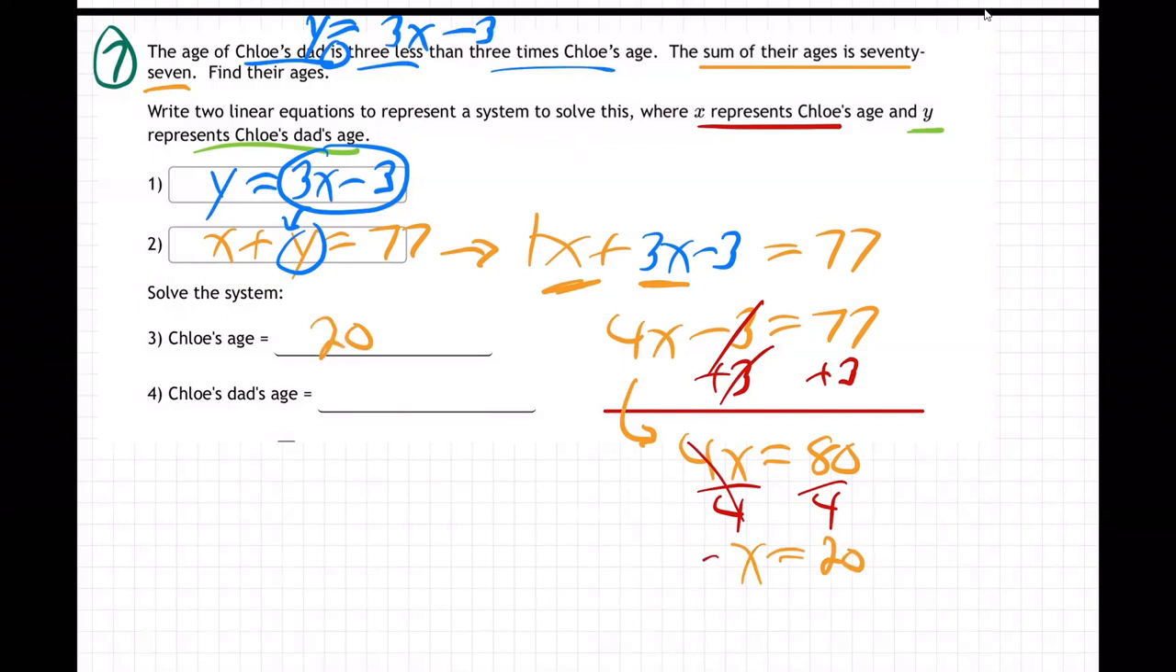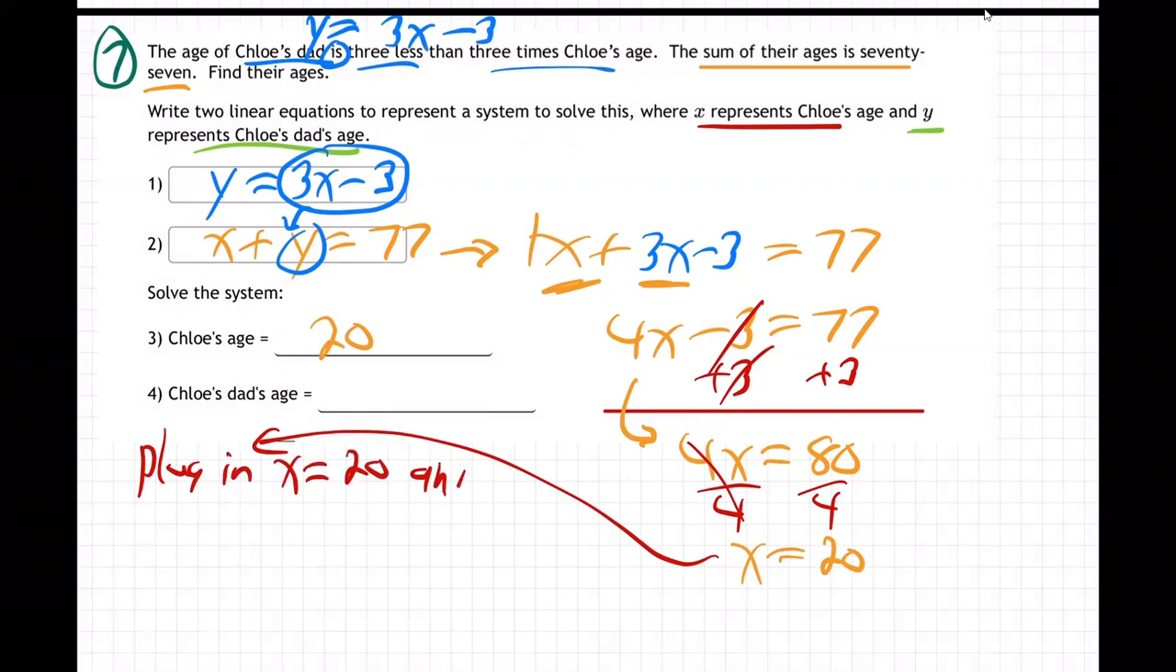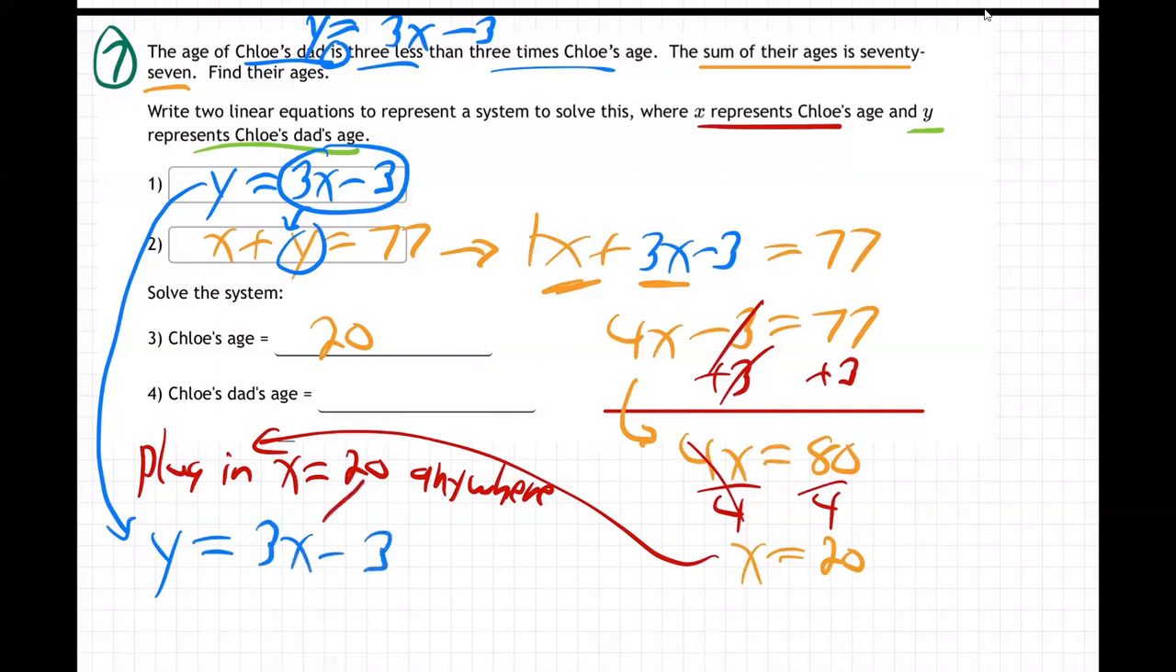So I'll just say, okay, plug in X equals 20. And you can plug that in anywhere you want. Once you get one answer, just plug it in anywhere you want. I'm going to grab this equation right here where we've already got Y alone. Since we already have X, we want Y, might as well go to the equation that already has Y alone. That'll be easier. Plug in the 20 for X there.